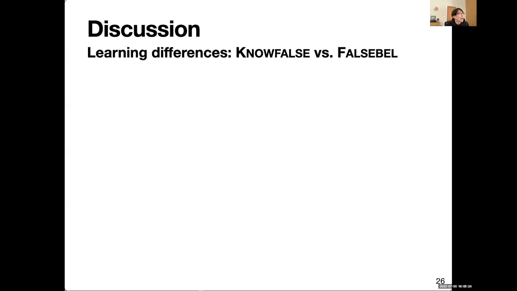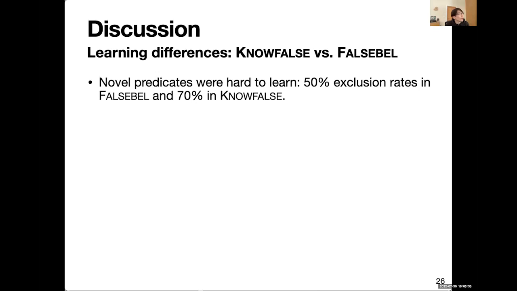Now, let me talk briefly about the general difficulty that we saw in the experiment and the difference between no-false and false-bell. It turned out that the novel predicates that we tested were very hard to learn. So we had a 50% exclusion rate for the false-bell condition and a 70% exclusion rate for the no-false condition. This is not in principle problematic for our conclusion, as we were interested in how participants extrapolate or generalize to novel interrogative embedding meaning once they have learned the declarative embedding meaning. So we were only interested in those participants who were successfully learning the declarative embedding meaning.